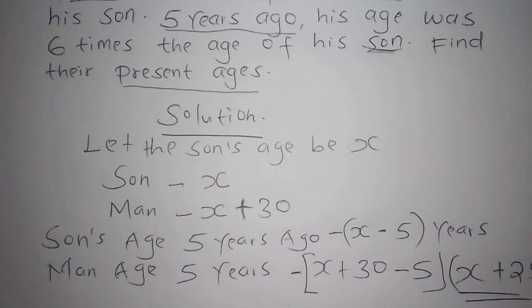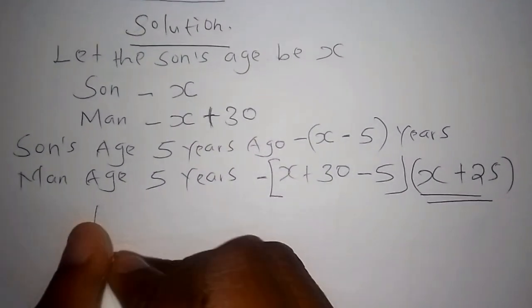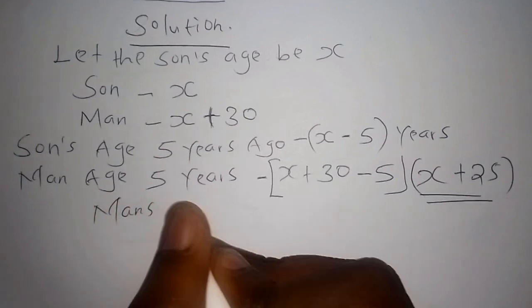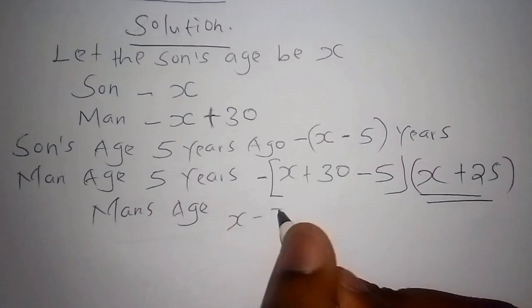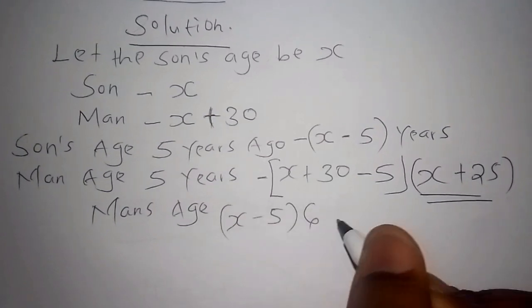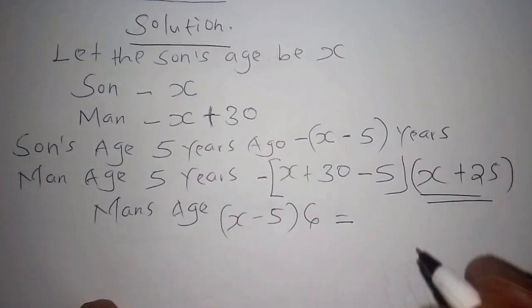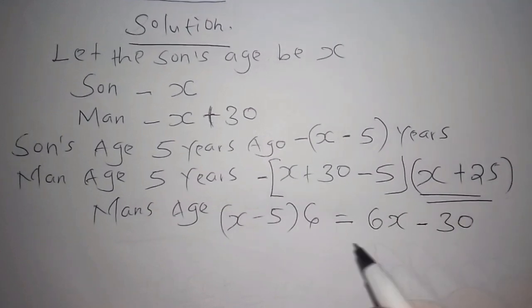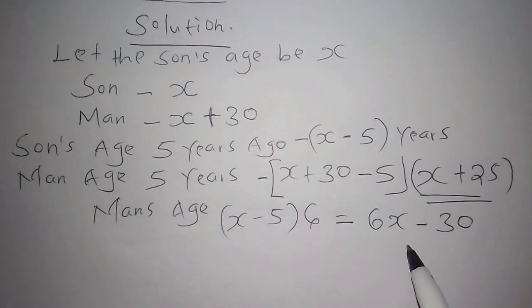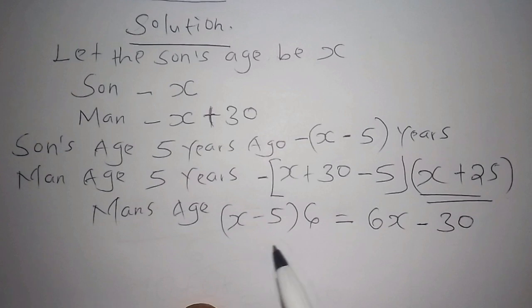So the man's age during that time was 6 times that of the son. The son was x minus 5, so 6 times of that. The answer will be, here now we shall have 6 multiplied by x is 6x. So we shall have 6x minus 30, because 6 times 5 is 30. So this one was the age of the man 6 times by that particular time.